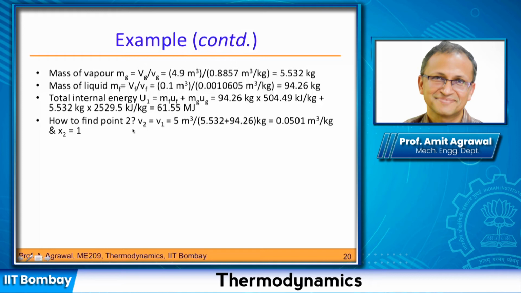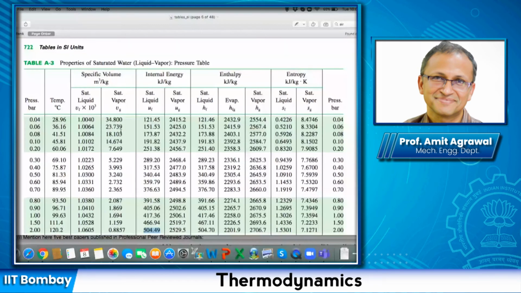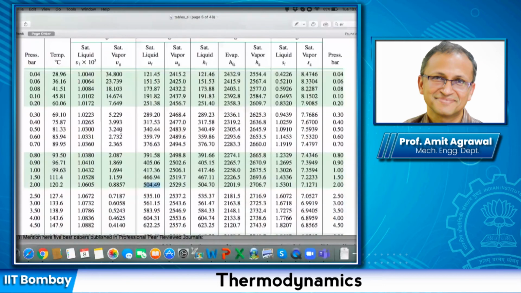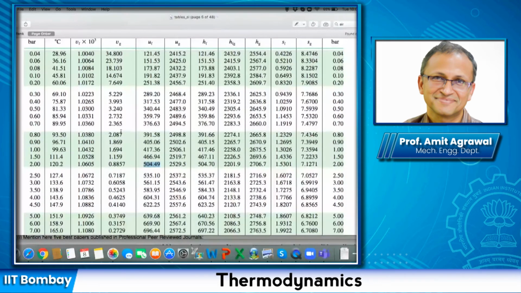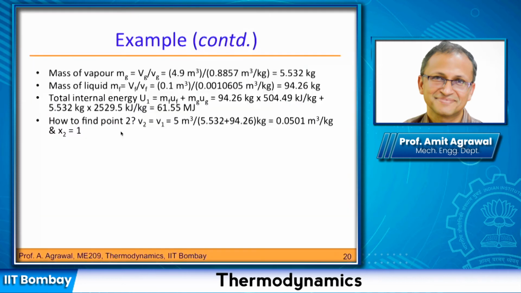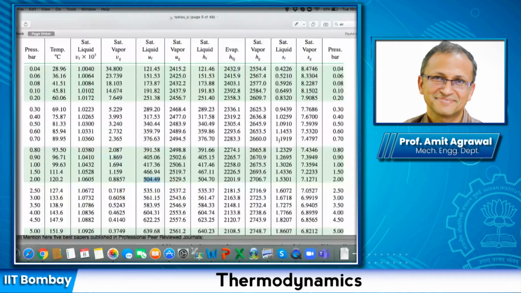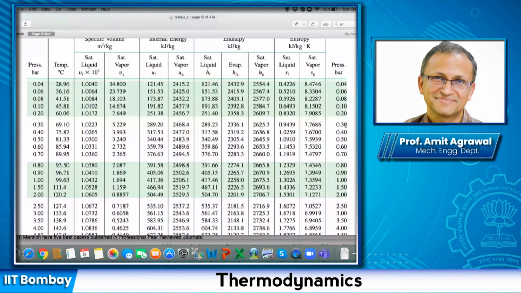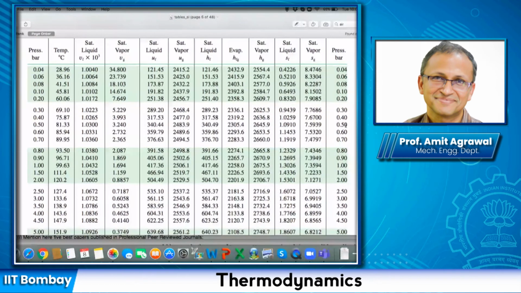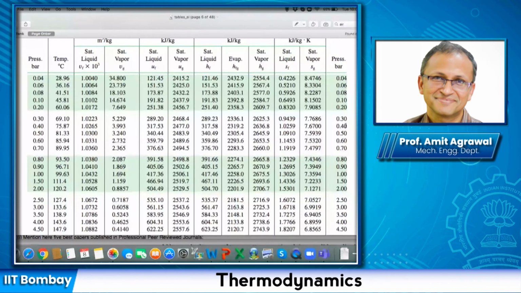So what do I do now? So this is my steam table. I have found my V as 0.05. Now what will I look for? We will look for values for the saturated vapor Vg between which this value lies. So we will look at the value of Vg, which is between 0.05.